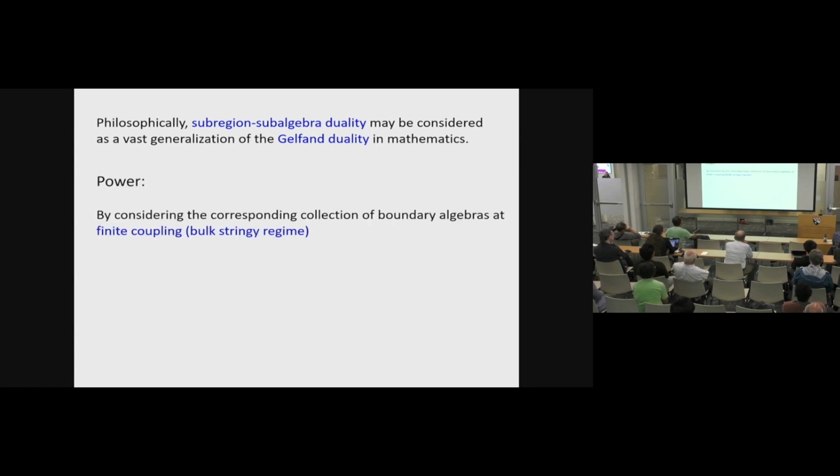So the power of this approach is that if I consider the corresponding collection of boundary algebras, which I already developed at infinite lambda, corresponding to classical gravity, now I can just make the coupling finite and go to the bulk stringy regime. Then by studying the relations of those algebras at finite coupling, I can try to deduce the stringy physics in the bulk.